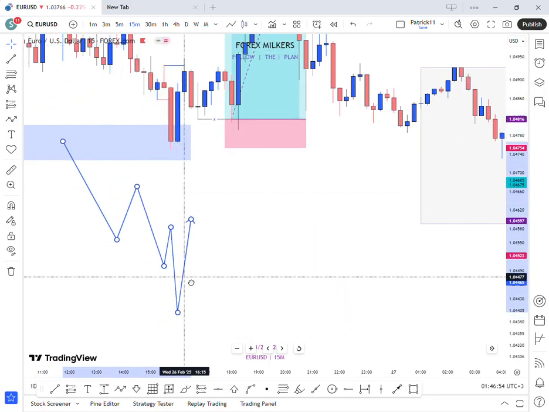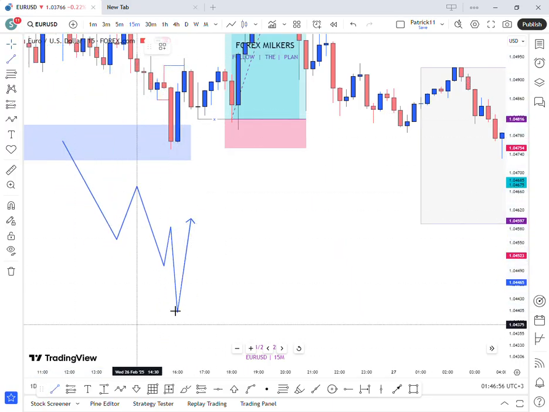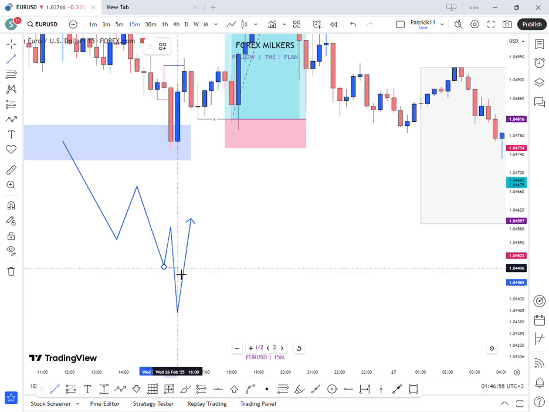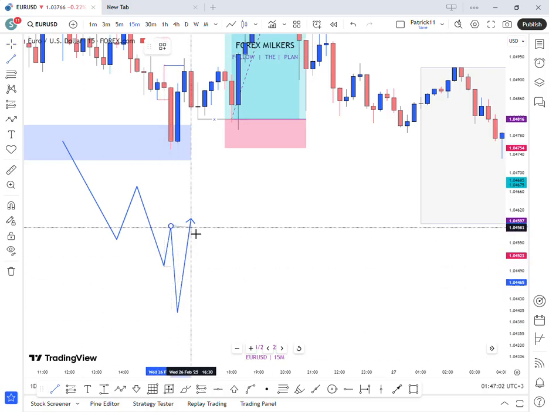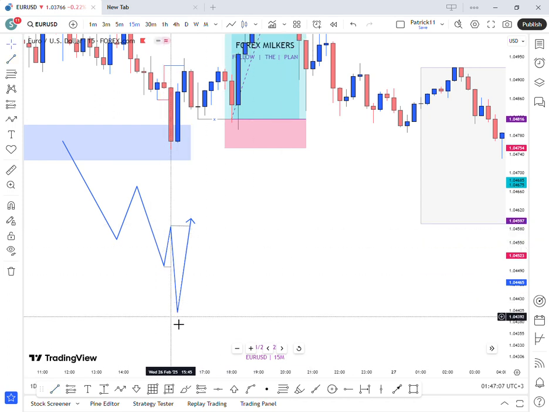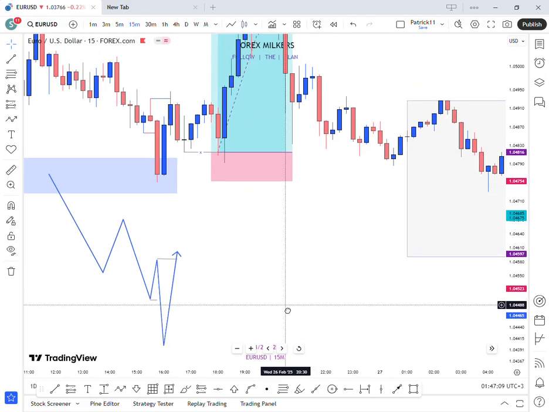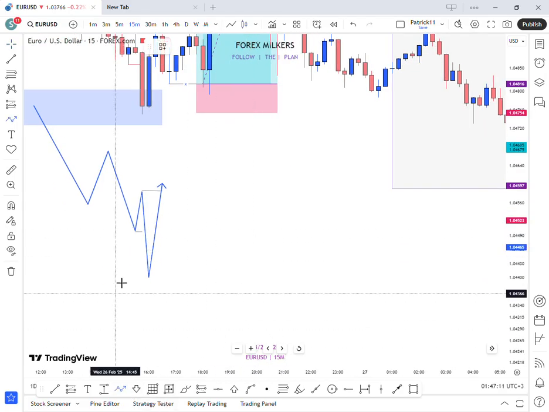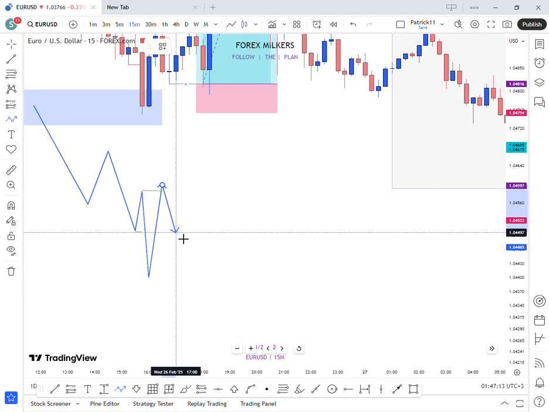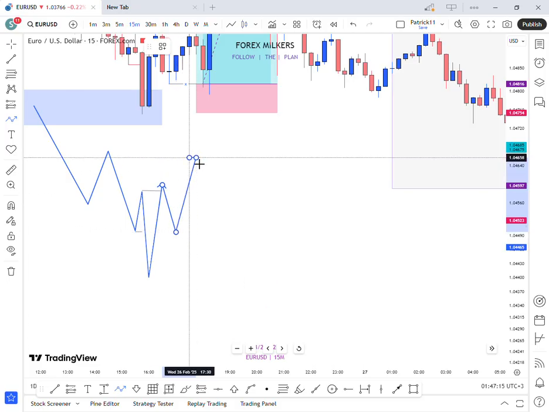So when I pull that out, you can see that price took out liquidity from the previous low, and then price broke structure to the upside. So this one was our strong low. That's why I just waited for price to give me this pullback, then continue up.